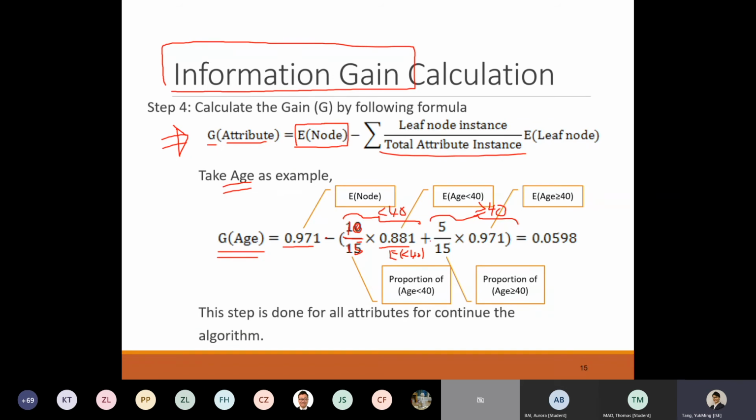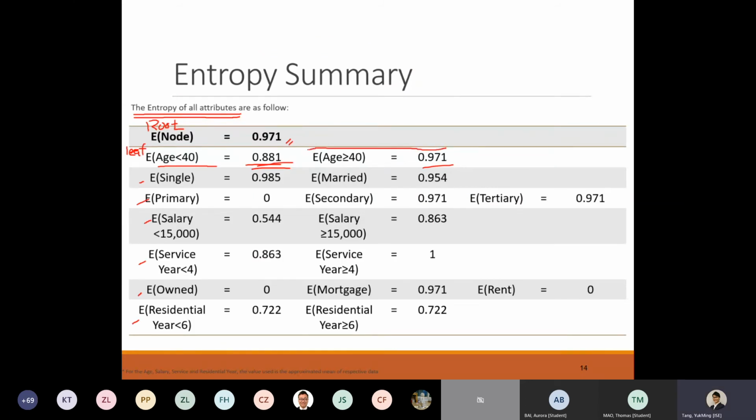This is 0.881, and then plus, how many of them are larger than 40 years old? We have 5 customers larger than 40 years old, and the total number of customers is 15. Then times the entropy for larger or equal to 40 years old.